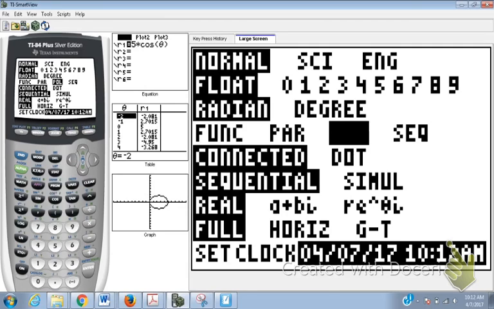The second thing you're going to do is make sure you're in radians. Degrees will work, but degrees sometimes messes stuff up. Your calculator does a much better job doing radians because polar equations can get very complicated graphs really quick. So we're making sure we're in polar and we're in radian.